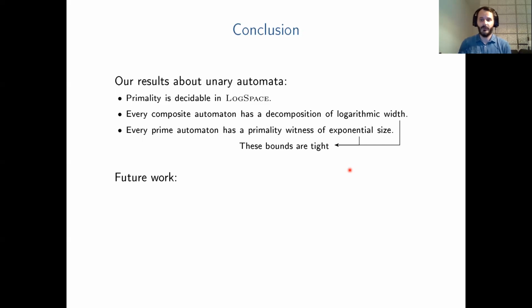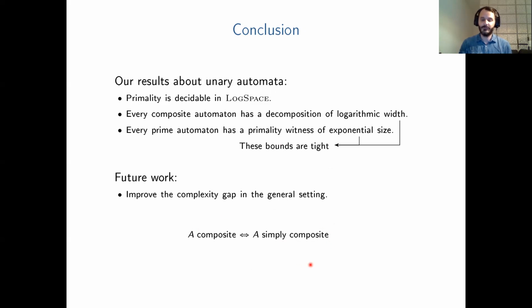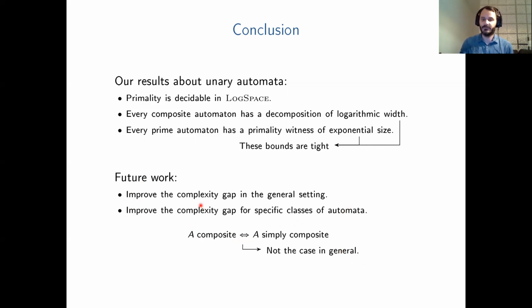What needs to be done? Well, obviously, the ultimate goal is to improve the complexity gap in the general setting. However, this is quite complicated. We cannot really use the same tools that we used here because the equivalence between composite and simply composite automata for unary automata is necessary in our proofs, and this is unfortunately not the case in general. There are some very basic examples of composite automata that are not simply composite. So maybe instead of considering the general setting, we should try and consider other specific classes. Maybe we should try and determine for which classes this is true, and then it might be easier to get better results.